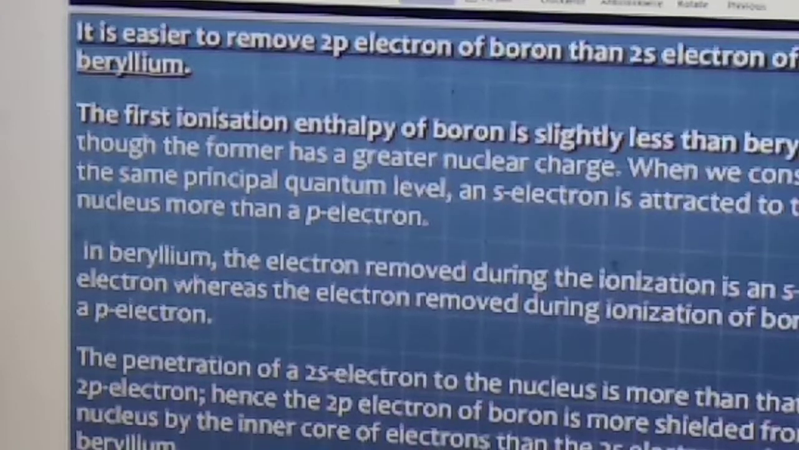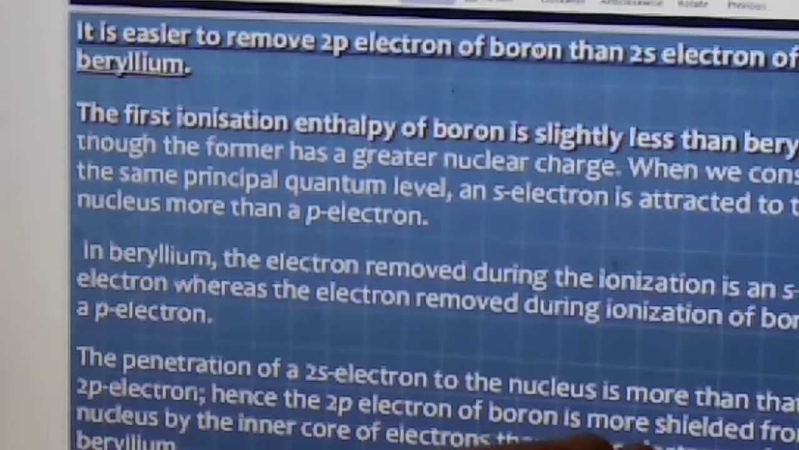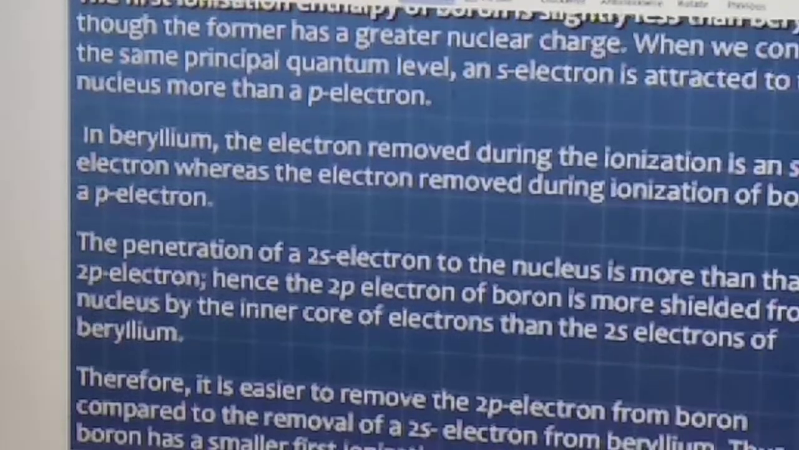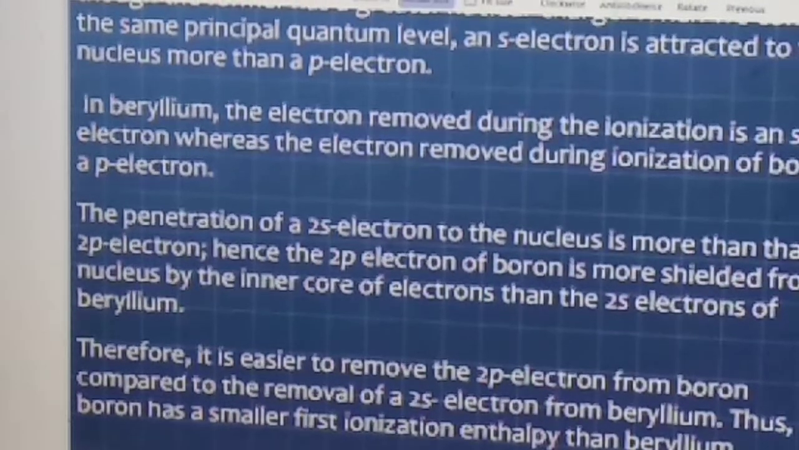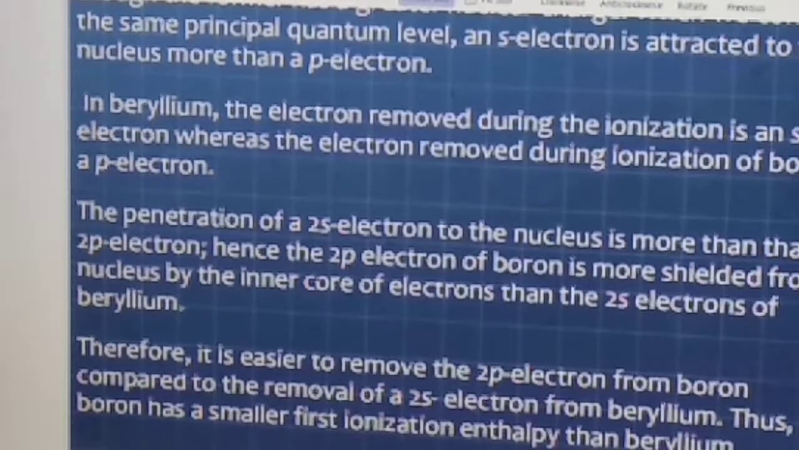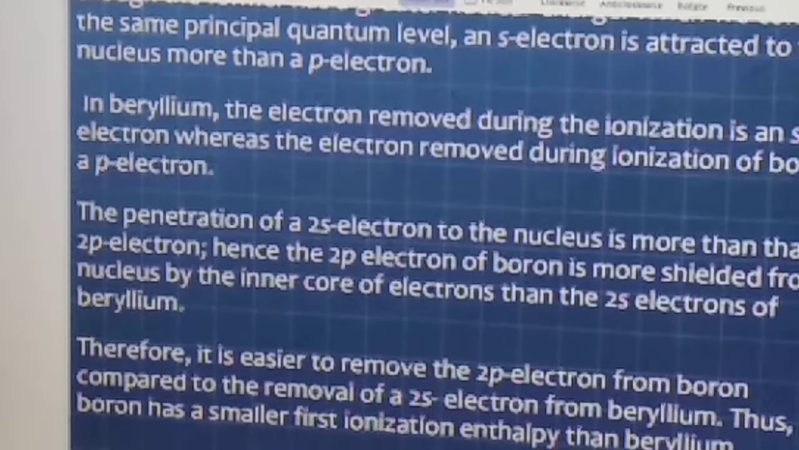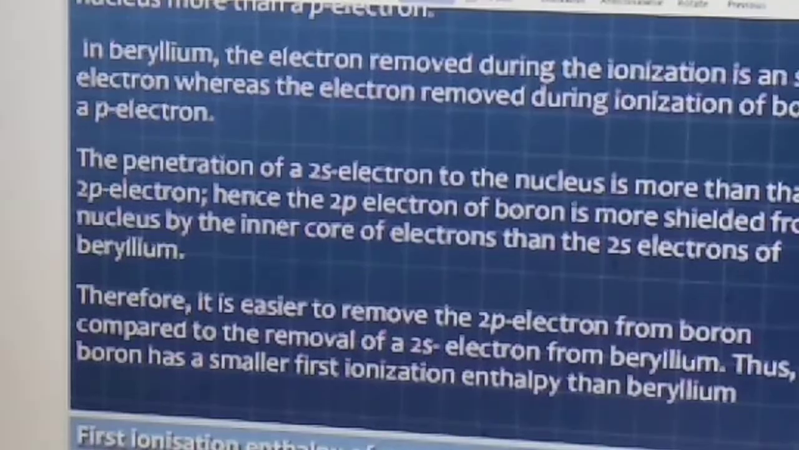Hence, the 2p electron of boron is more shielded from the nucleus by the inner core of electrons than the 2s electrons of beryllium. That's why it is easier to remove the 2p electron from boron compared to removal of the 2s electron from beryllium. Thus, boron has a smaller first ionization enthalpy than beryllium. It is a very important question for the exam. So you can explain from this.